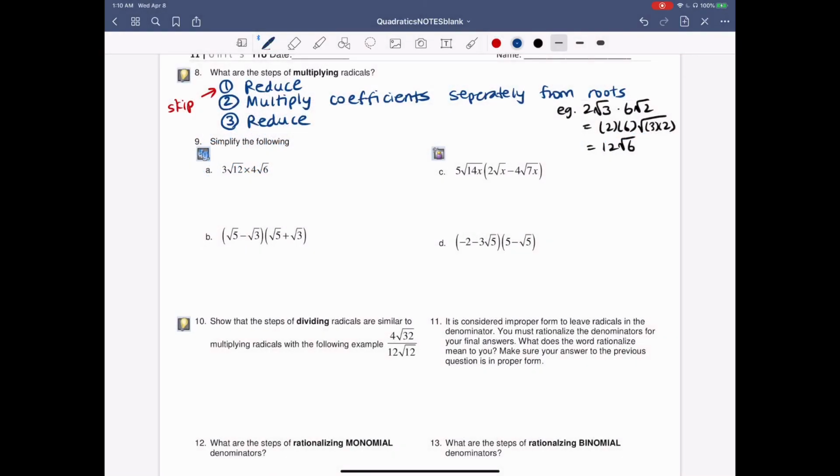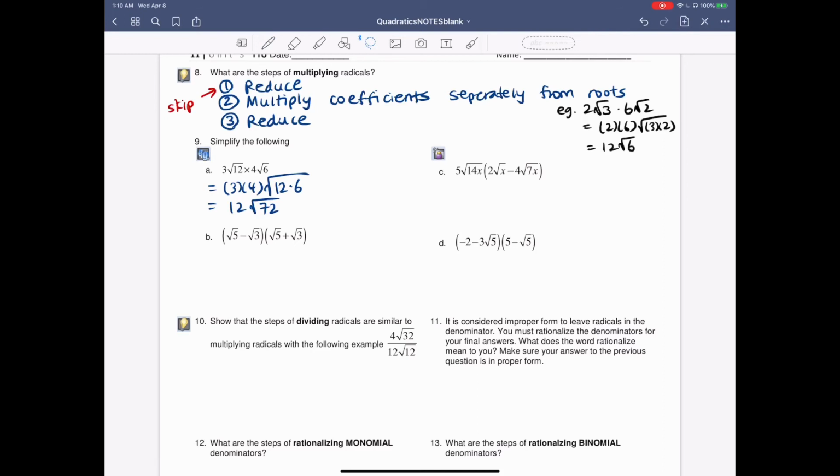Okay, so 3 square root 12 times 4 times square root 6. We're going to multiply the coefficients and then multiply what's under the radical or the square root. 3 times 4 is 12. 12 times 6 is 72. But keep in mind, we've done part 1 and part 2, but we have to double check on whether we can reduce. And the reason why we're able to reduce was square root 12 was able to be reduced from before. So keep in mind that that's why that happens.